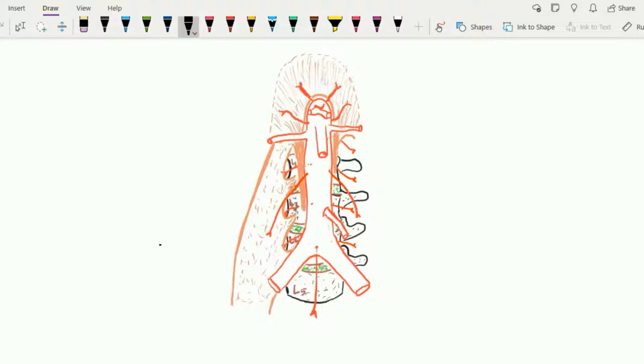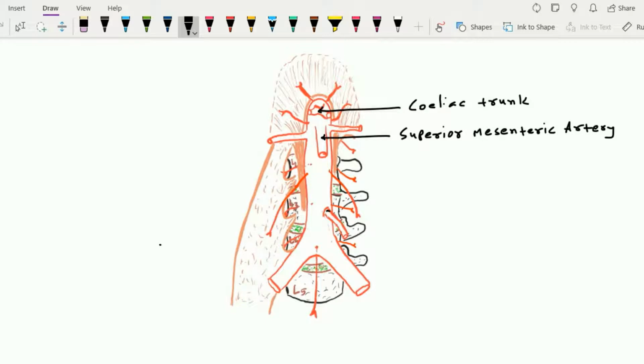When we see the anterior relation of the abdominal aorta, these are the main three arterial trunks which arise from the ventral aspect of the abdominal aorta: the celiac trunk at the level of the lower border of the T12 vertebrae, superior mesenteric artery at the level of the lower border of L1 vertebrae, and the inferior mesenteric artery at the level of the L3 vertebrae. Along with the celiac trunk, there lies the celiac plexus of the nerves around the celiac trunk, and these are also lying in front of the abdominal aorta.